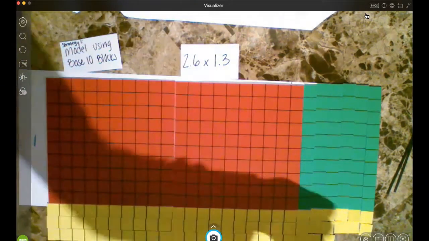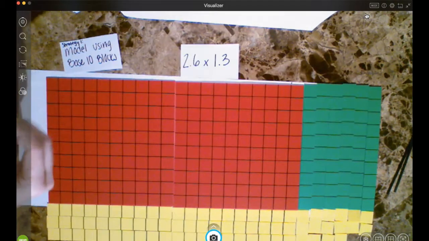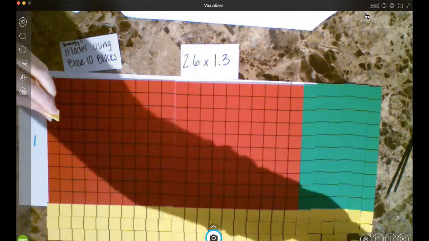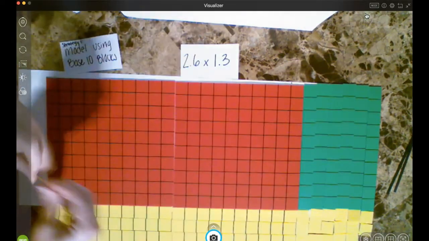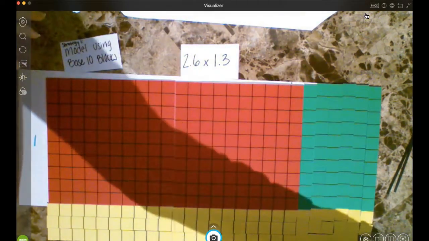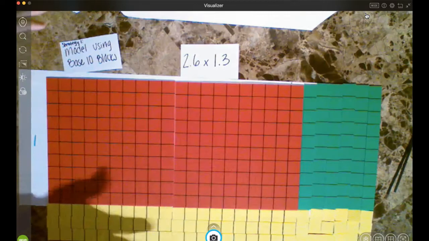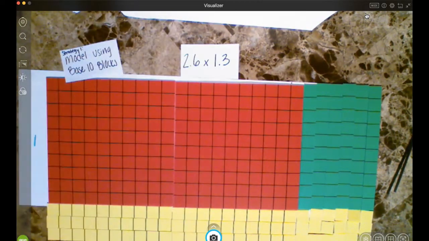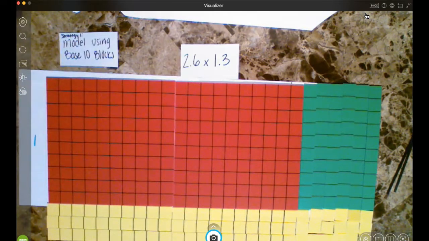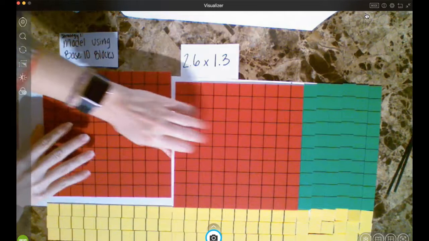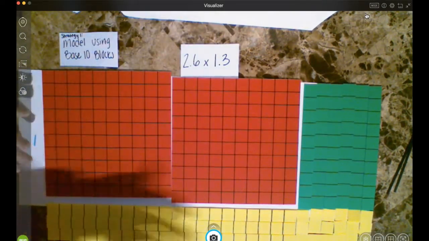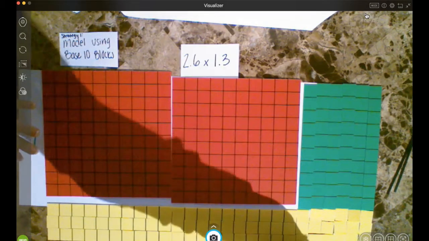All right, so now as I'm finishing this, I just want you to take a look and think about it for a minute. Think about what you might notice. Think about what I might do next. Think about how we might get the solution to this problem based on this model that I have now created using the base 10 blocks. So I have two wholes here. And then I have a bunch of 10th strips. And then I have these little thousandth cubes.